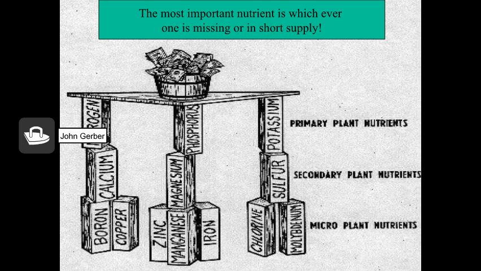And which is the most important nutrient? Well, it's whichever one is missing that it becomes most important. Usually it's nitrogen because it leaches in the soil. Phosphorus and potassium can be limiting, but any of the microelements could also be limiting in some soils.